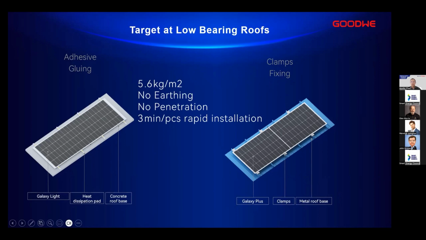We just use clamps to hold onto the ribs of the clip lock. In that case, we create a rapid installation because there is no earthing required as there is no frame. So the whole installation process is accelerated. There's no mounting structure required, and mounting structure installation occupies 2/3 of the installation time. In the end, we can achieve rapid installation of 3 minutes per piece.